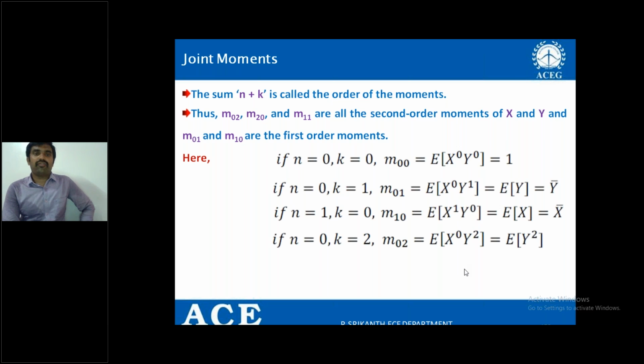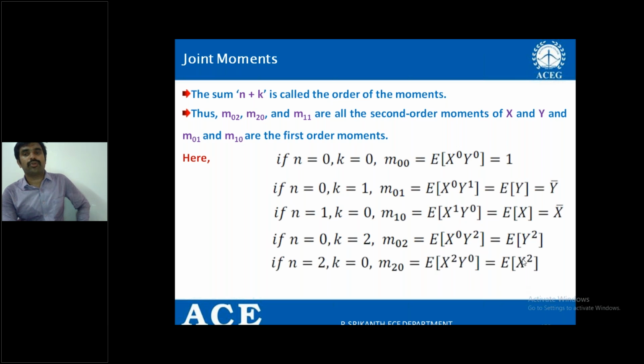Similarly here, if I take n equal to 0 and k equal to 2, it is giving what? The mean square value of the random variable y. And m20, the mean square value of the random variable x. Again, the statistical parameters. The second order moments m02 and m20 are also giving the statistical parameters, that is mean square values.